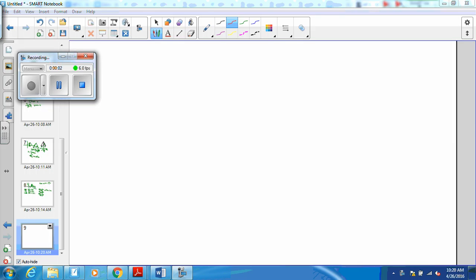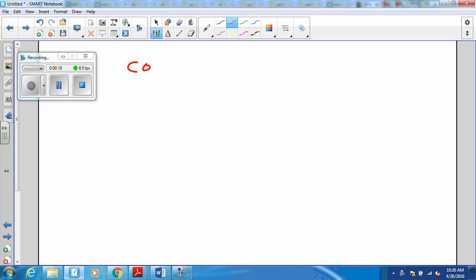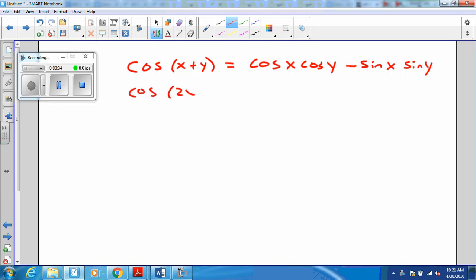Hi, we're going to take a quick look at double angle identities and their use in integration. The double angle identities come from the angle addition identity. Specifically, if I have cosine of x plus y, then the angle addition identity gives me cosine cosine minus sine sine. And there it is.